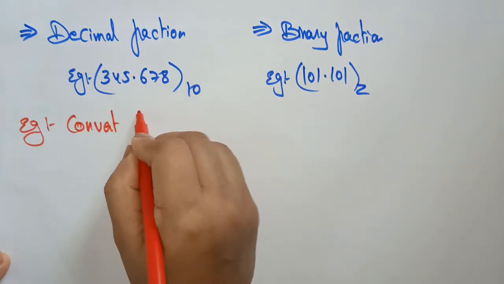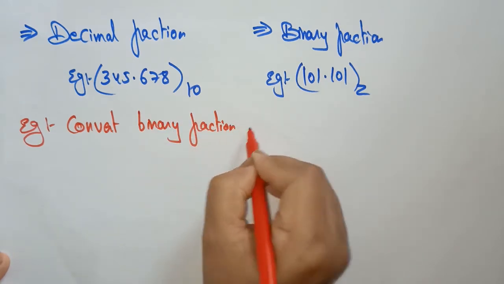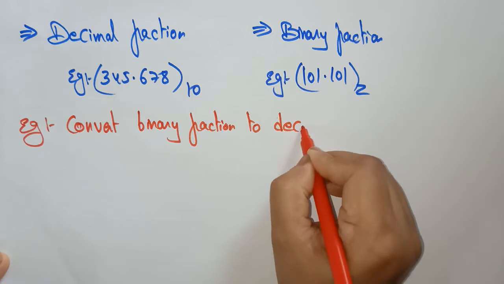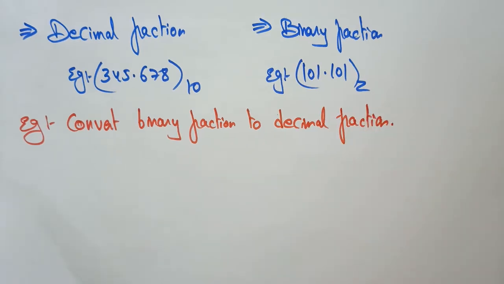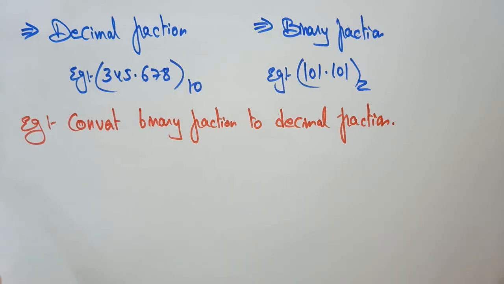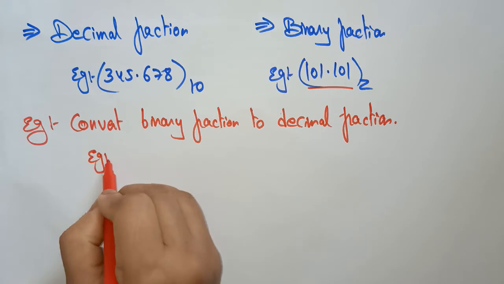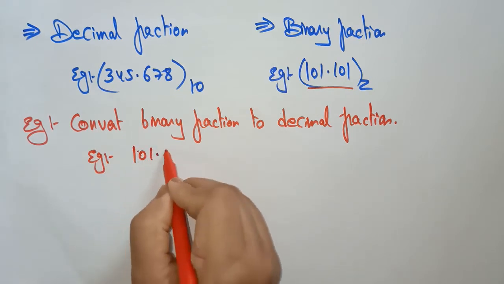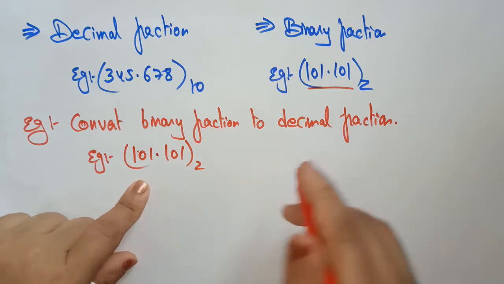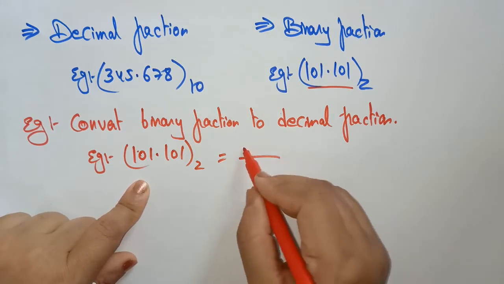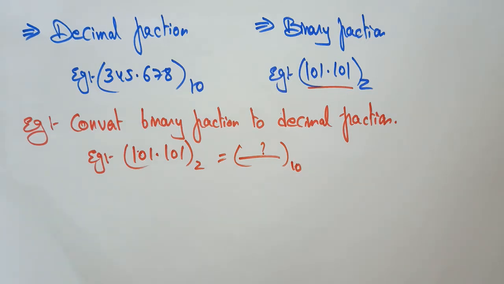Convert binary fraction to decimal fraction. So simply convert the binary fraction to the decimal fraction. Let me take the same example: 101.101 to the base 2. This should be converted into a decimal fraction, which I want to find out.